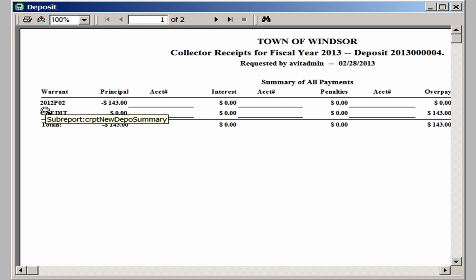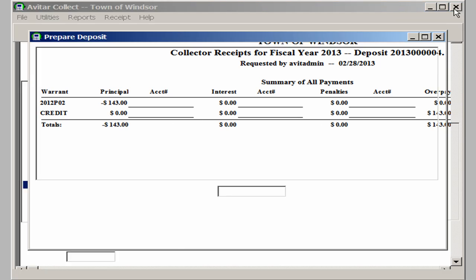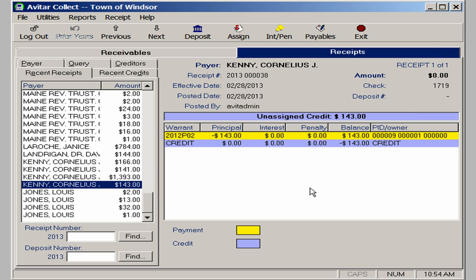So now you can see the 2012 reversal for 143, that created a credit for 143. This credit can remain as a credit. It can be assigned to another person's account, or it can be assigned to payables. Prior deletions are a very simple process to do, but you need to keep in mind that you have to call Avitar first, and before you do, you need to clean out your deposit so that there's nothing there when you give us a call. And then we'd be happy to do the reversal for you.